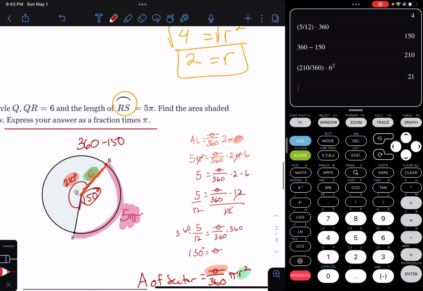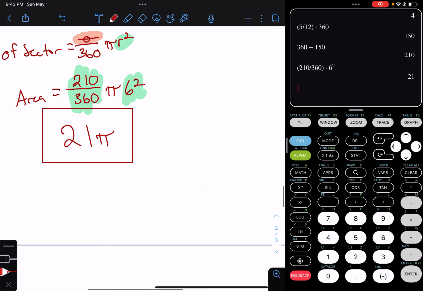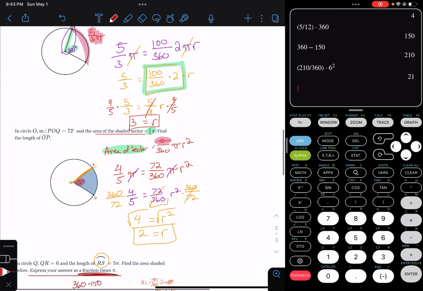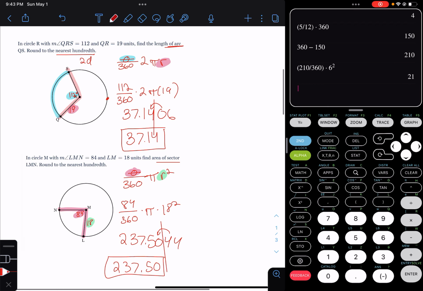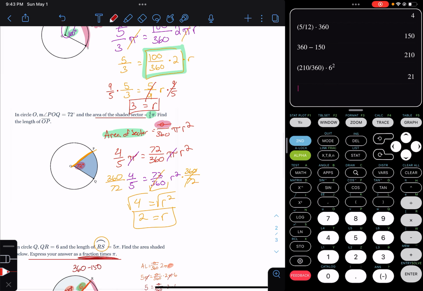So make sure, notice how this one, they wanted a fraction times pi. And in this case, actually, it wasn't a fraction. It ended up just being a whole number. It was 21 pi. But notice these other ones, they wanted it rounded. It depends on the problem. You have to read the problem to figure out what you're going to do, if you're going to slap the pi in or if you're going to round.